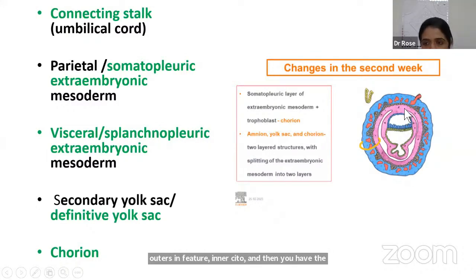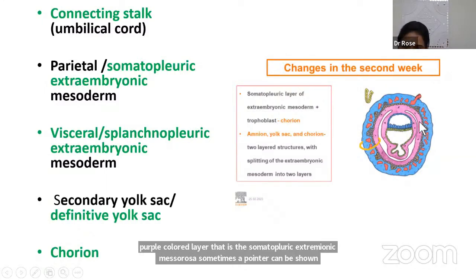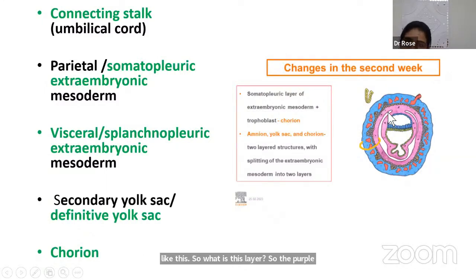So sometimes a pointer can be shown like this. What is this layer? The purple colored thing lining the trophoblast as well as covering the amniotic cavity is the somatopleuric layer. And the one covering the yolk sac portion is the splanchnopleuric layer. After its formation, a part of the yolk sac is pinched off, and the newly formed yolk sac you call the secondary yolk sac or definitive yolk sac.